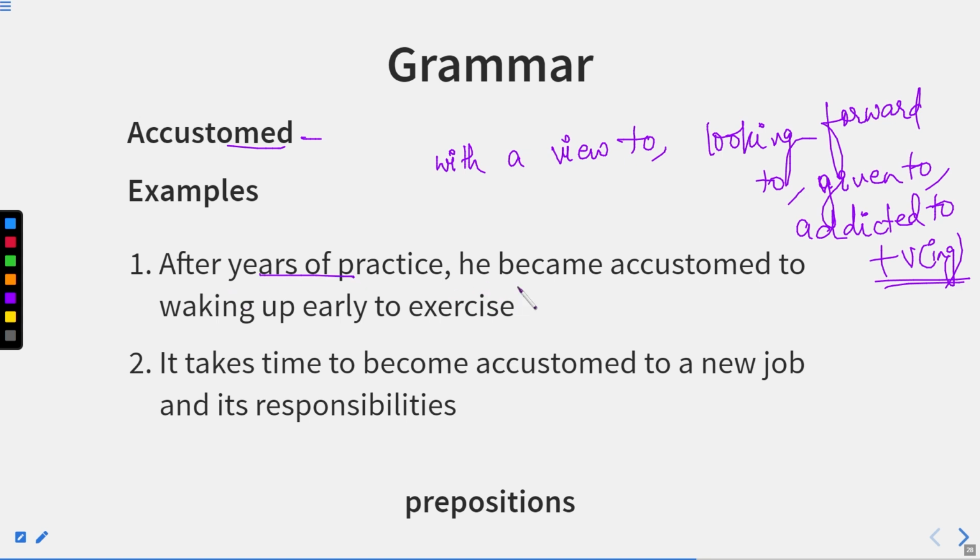After years of practice, he became accustomed to waking up early to exercise. So whenever we have such expressions, we always use verb with ing after these phrases. It takes time to become accustomed to a new job and its responsibilities. So, accustomed to means bound to. One more thing, here we have a new job, which is a noun, not a verb. That is why we have not used it in ing form. If there had been a verb, we would have used it in ing form.